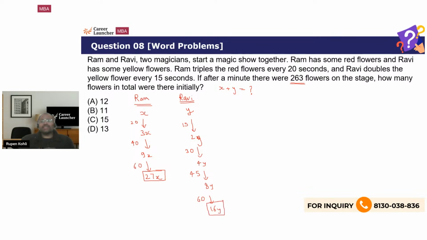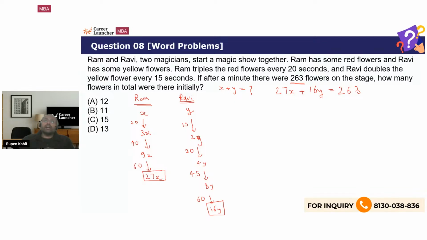This total is given. 27x plus 16y, that is given to you as 263. Now what is x and y? एक ही इक्वेशन है, दो वेरिएबल्स हैं, कैसे सॉल्व होगा? Hit and trial. What else? Because here x and y are basically whole numbers, or rather positive integers. They can't be fractions, they can't be negatives.